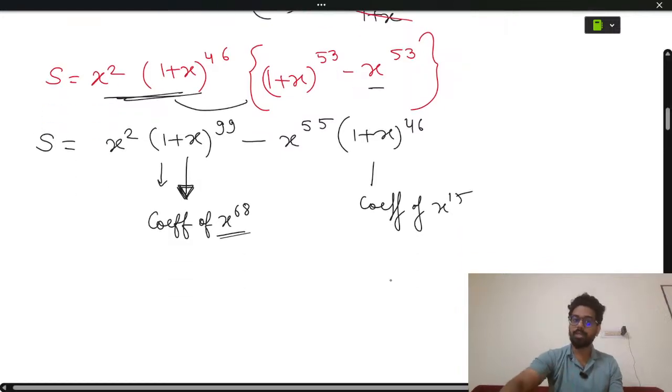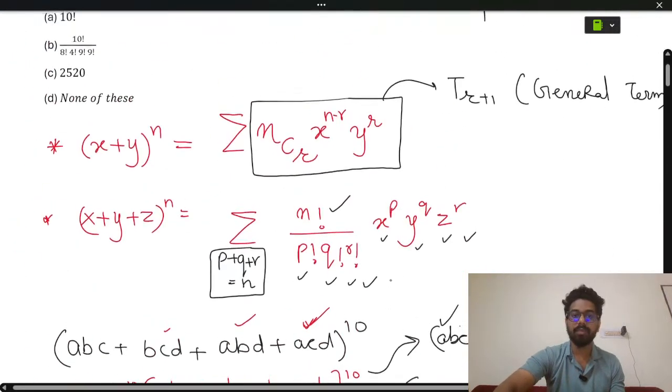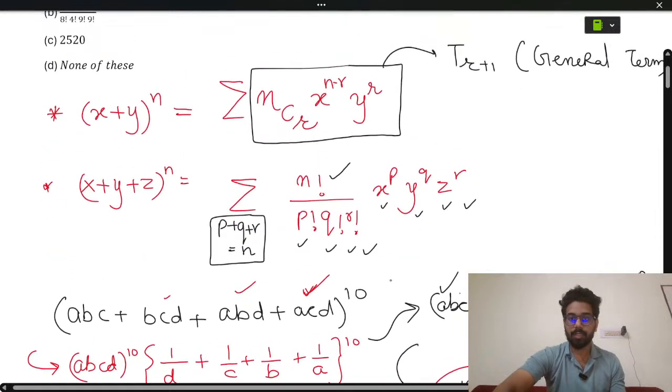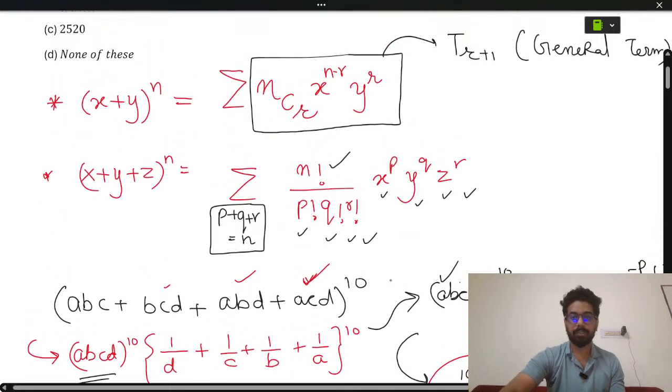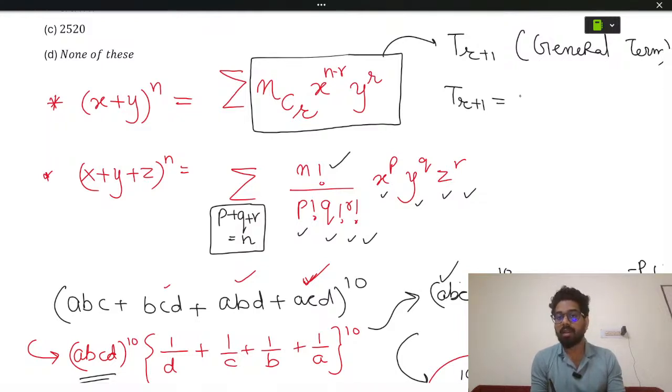Now, how to write the general term? I have given it over here. See this one. This is the general term, T(r+1). Means if I want to write down the T(r+1) term, I will write down nCr into x power n minus r into y power r.